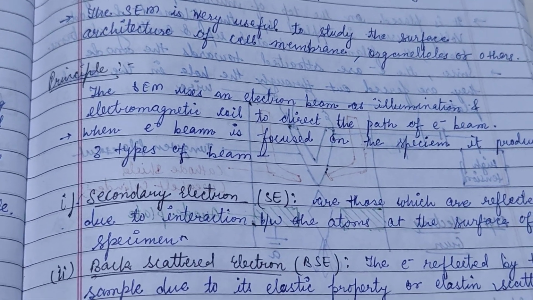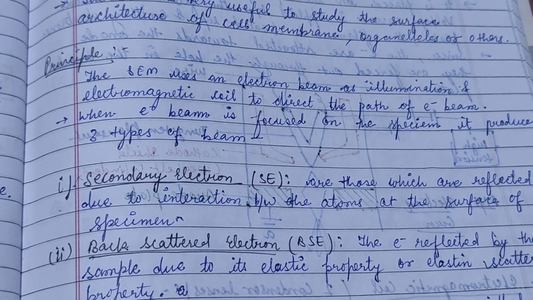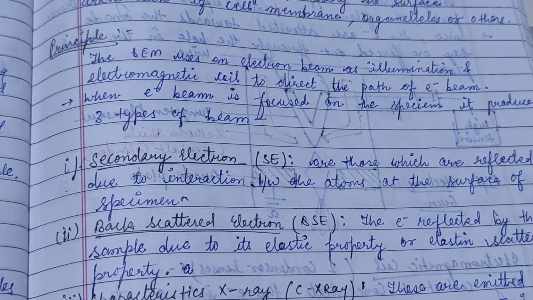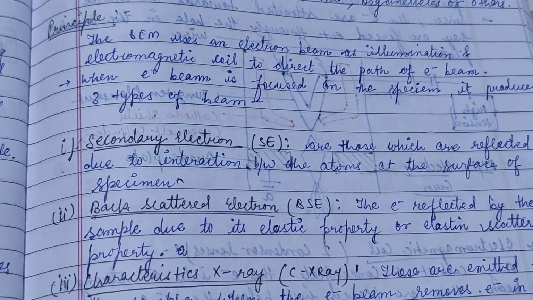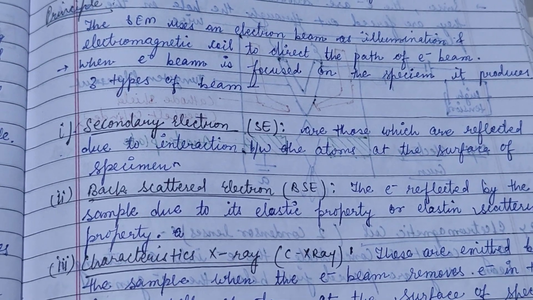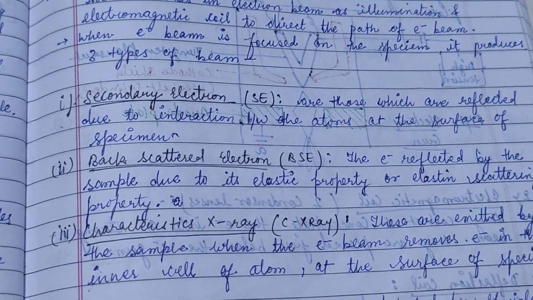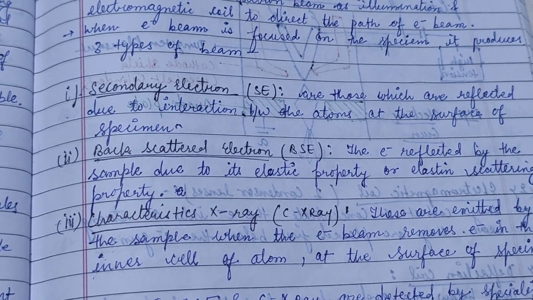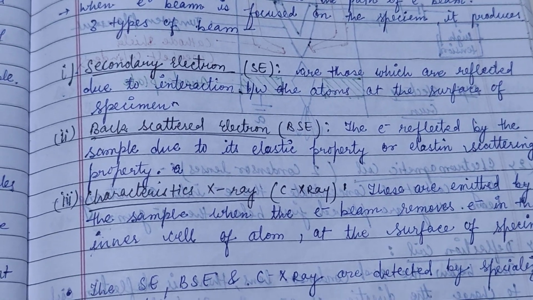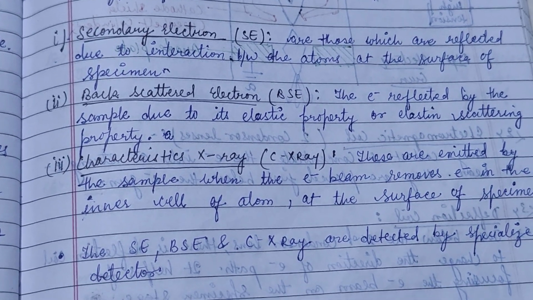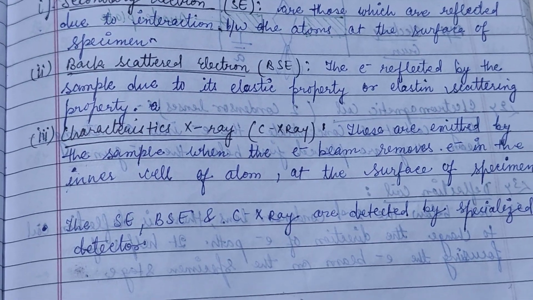SEM is very useful to study the surface architecture of cell membranes, organelles and others. Principle: the SEM uses an electron beam as illumination and an electromagnetic coil to direct the path of the electron beam, and when the electron beam is focused on the specimen, it produces three types of signals, that is secondary electrons, backscattered electrons and characteristic X-rays.